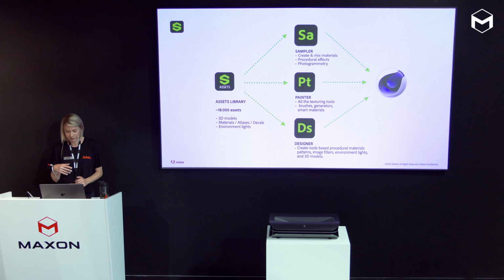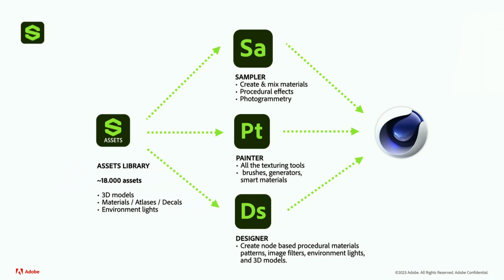Substance 3D Sampler is one of my favorite apps, and basically you can create and mix materials with it, and you can use different kinds of procedural effects. There is also photogrammetry, which is not a part of my presentation today, but it is something that I really enjoy doing, and you should look it up if you're interested in that.